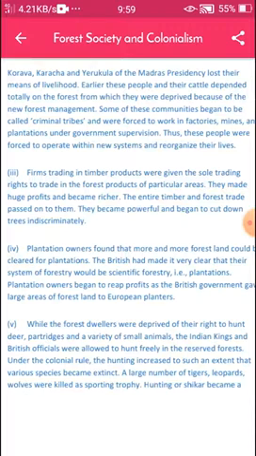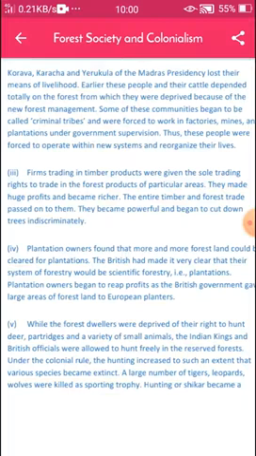Fourth one, plantation owners. Clearing more and more forest land for plantations made it clear that their system of forestry would be scientific. Plantation owners began to reap profits as the British government gave large areas of forest land to European planters.